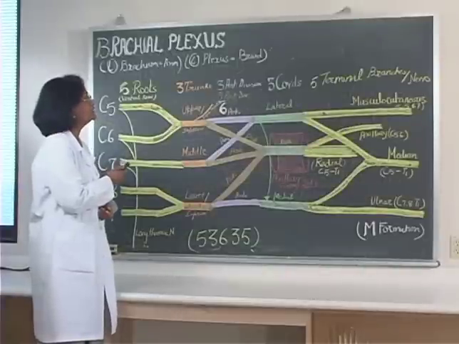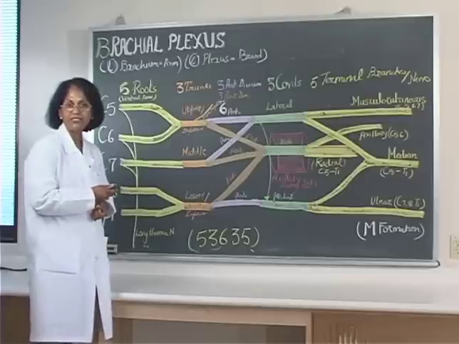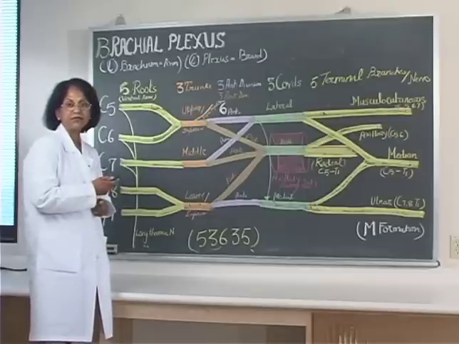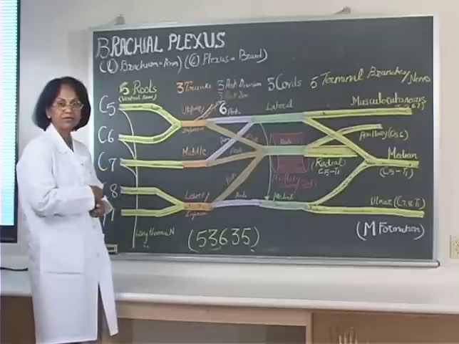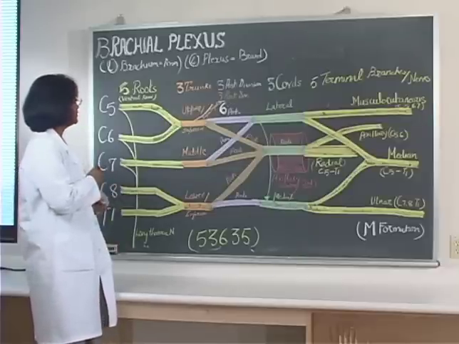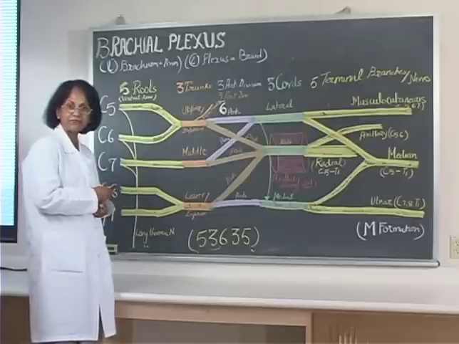Plexus means braiding, and the advantage of braiding of these spinal nerves is that it gives a muscle segmental origin from different levels. If there is a problem with one single nerve, the muscle becomes weak but does not become paralyzed.